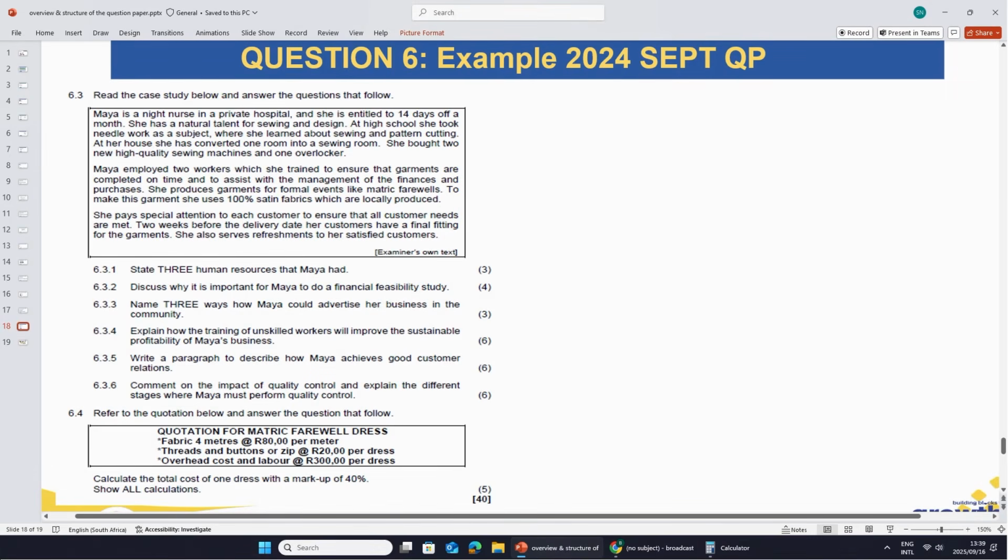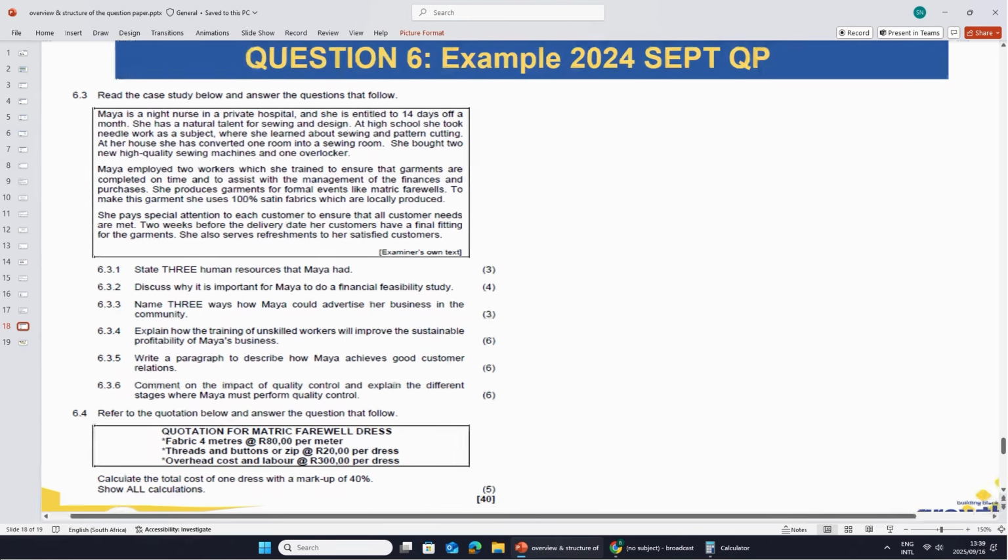Now, grade 12s, I want us to interact with the example of the question paper that I have extracted from 2024 September, question 6. However, in this question paper, I just want to show you the instructions that I was referring to. For example, in 6.3.5, you have to write in a paragraph. So of this 6 marks, 1 mark is for writing in a paragraph. So hence I was saying it is important to follow the instructions. In this question paper, grade 12s, I want us to focus on the second question.